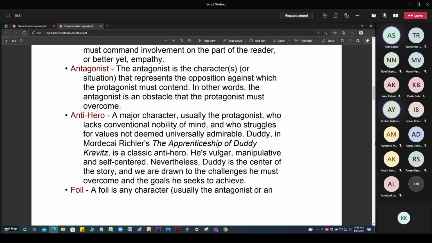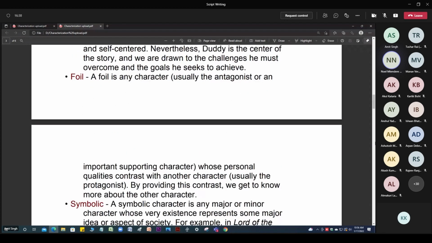Okay. Anybody else? An anti-hero is more of an archetype, but a protagonist is a role in a story. Yes.